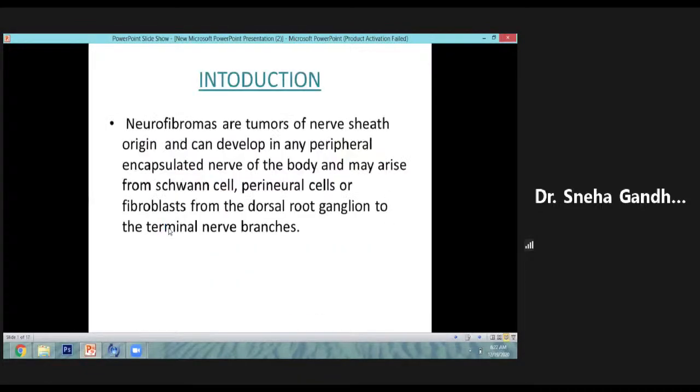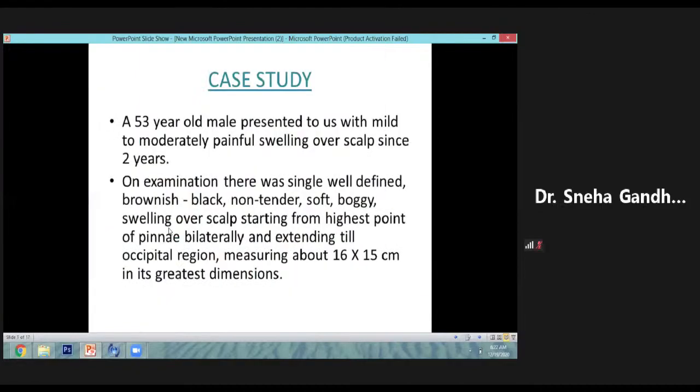So the case study, we encountered a 53-year-old male presented to us with mild to moderately painful swelling over the scalp from past 2 years, and on examination there was single well-defined brownish black, non-tender, soft, boggy swelling over scalp starting from highest point of the pinna bilaterally and extending till the occipital region, measuring about 16 into 15 centimeter in its greatest dimensions.